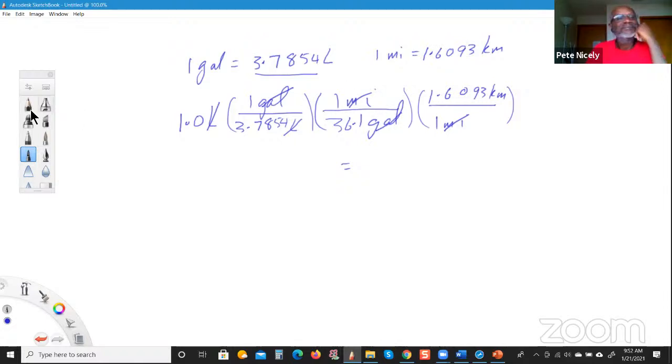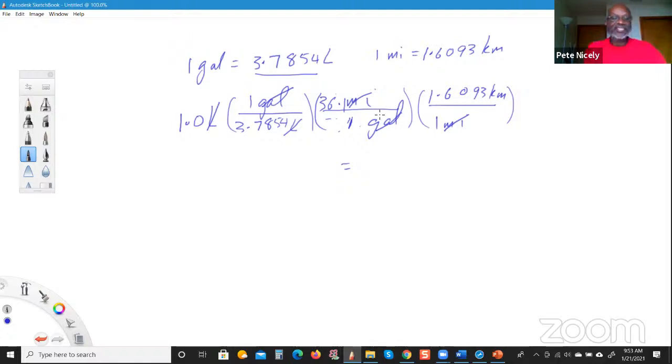Right, okay. So this is the error I made here. This here and this here should be switched. So this should be 36.1 above and 1 gallon below. I knew there was something wrong. Okay, so 1 divided by 3.7854 times 36.1 times 1.6093, all right?